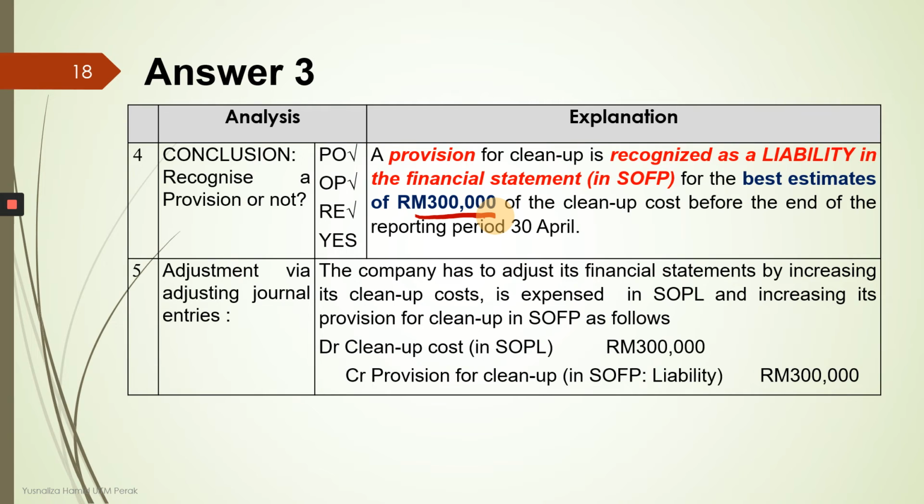And adjustment, you are going to show them to adjust by increasing again the clean-up costs in the SOPL and increasing the provision in the SOFP, and show the journal entry: debit the expenses with 300,000, credit the provision with 300,000.